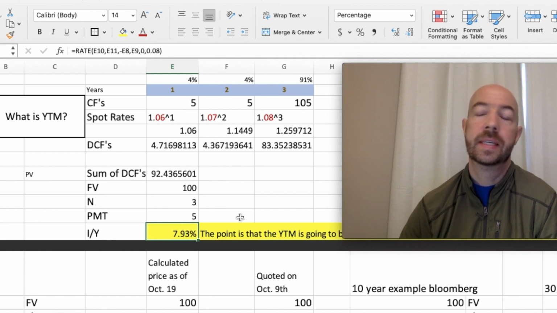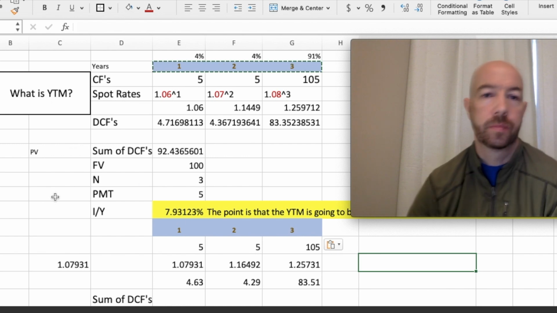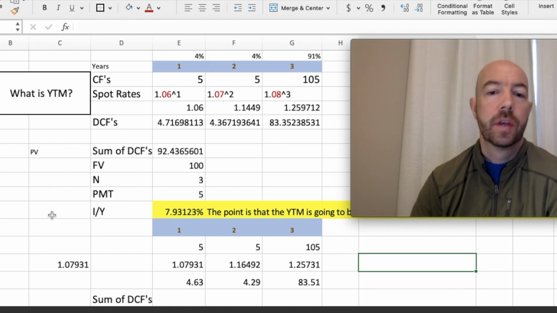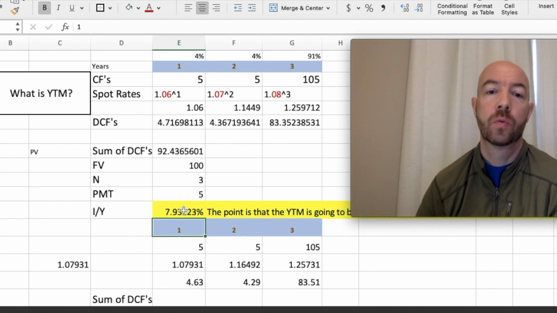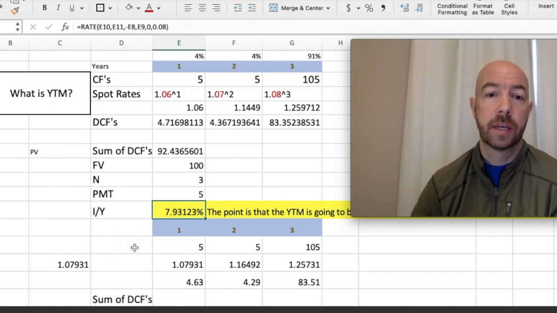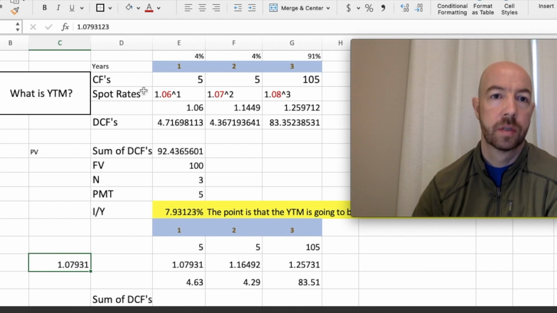So what does this 7.93 even mean? Okay, so I just added this part. What is the IY? What is the yield to maturity? What is that? The rate in Excel, the IY on the calculator, the yield to maturity that your broker quotes you. What does that mean mathematically? What that means is that if we stick a 1 on the beginning of it and turn it into a discount factor or a discount rate, right? 1.0793.